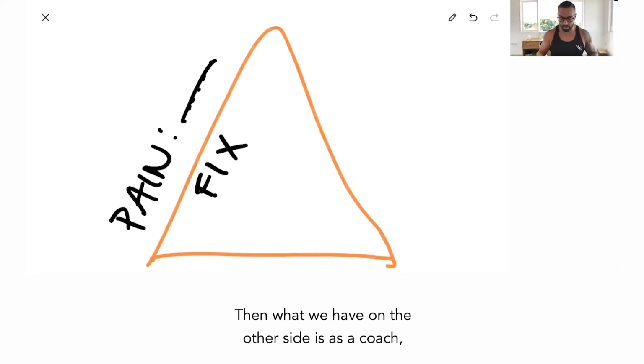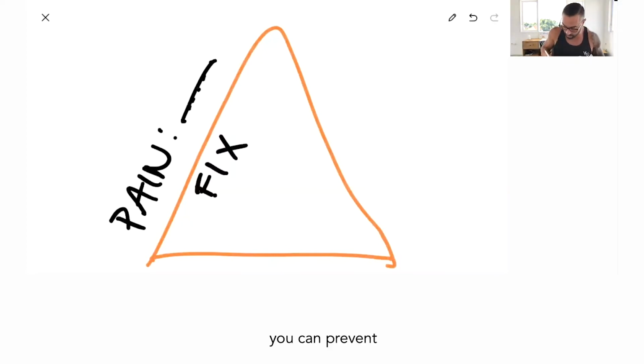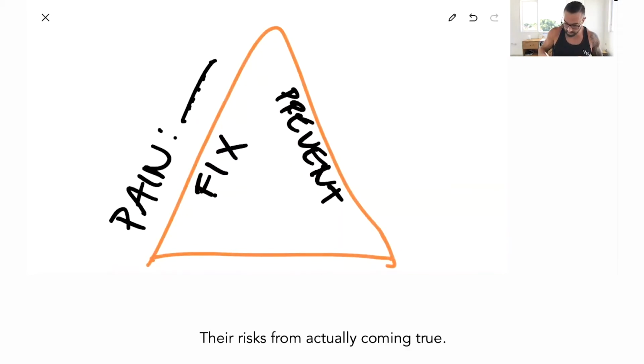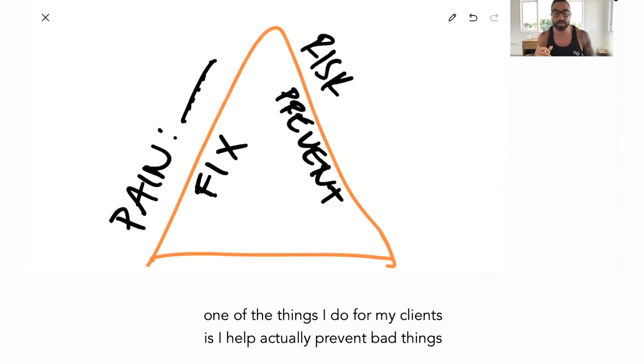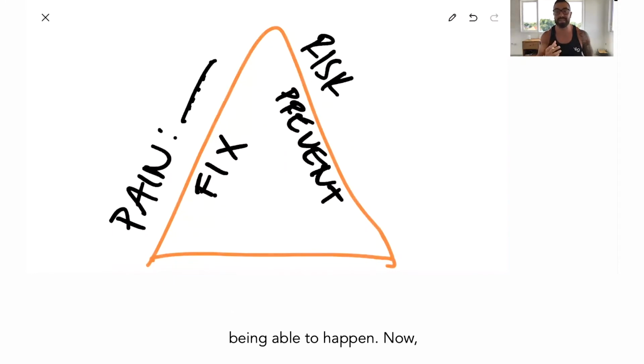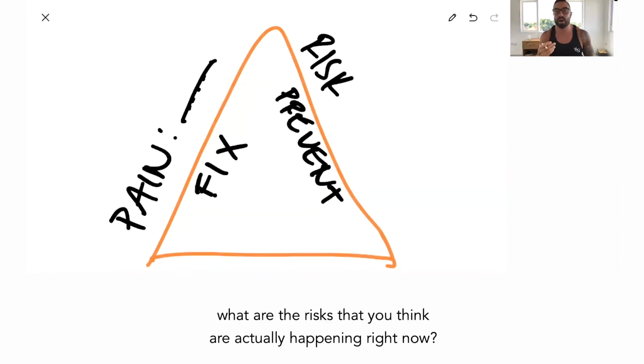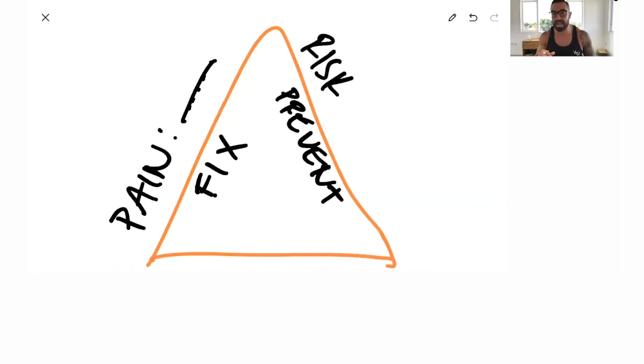Then what we have on the other side is, as a coach, you can prevent their risks from actually coming true. So you go, okay, good. Look, one of the things I do for my clients is I help prevent bad things from happening. Now, what are the risks that you think are actually happening right now?